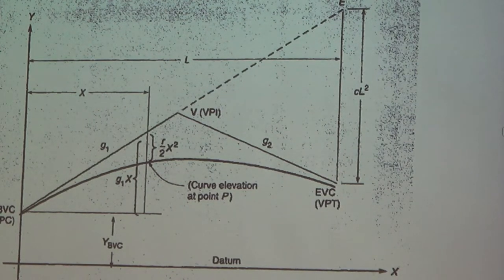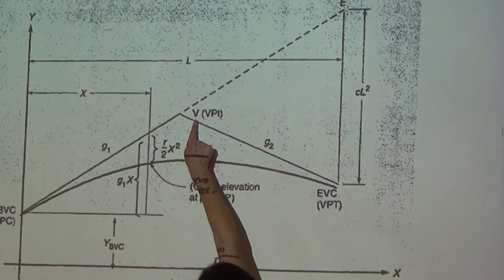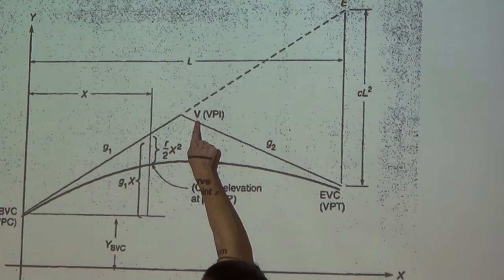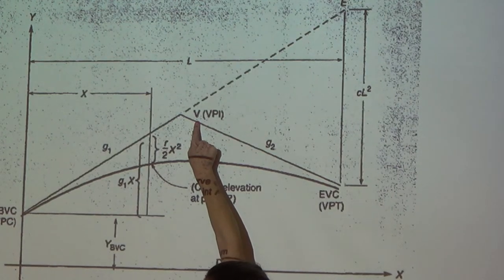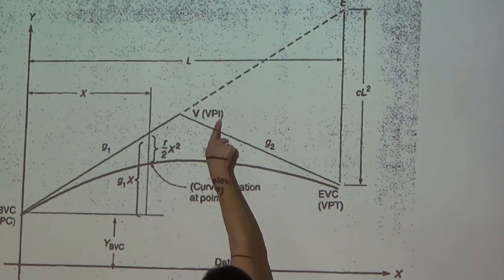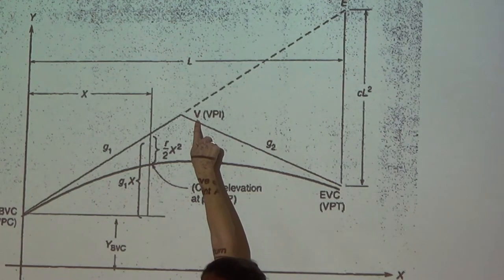We need to know what G1 is. It's the grade of the first tangent line. G2 is the grade of the second tangent line. We know that capital Y represents the elevation. And the only other thing we need to know is this. What do you think the V represents? Point of intersection. So it's the vertical point of intersection, but what do you think V stands for?